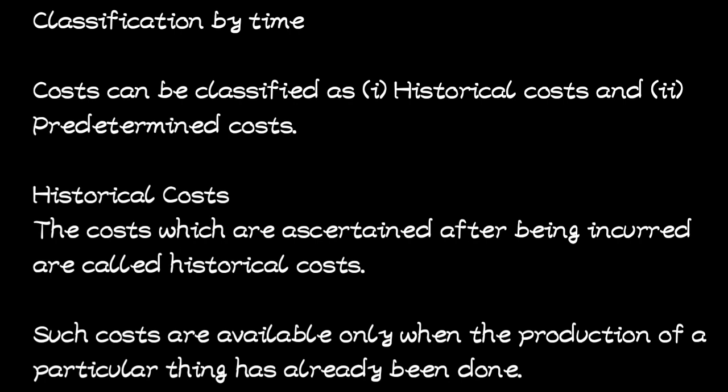So these are costs which are ascertained after being incurred. Like you can only determine them, or you can only get to know after incurring those costs. So they are called historical costs, and such costs are available only when the production of a particular thing has already been done. Like you cannot predict the future of it. You can only get to know those costs after you incur them. Those are historical costs. They are ascertained after being incurred.